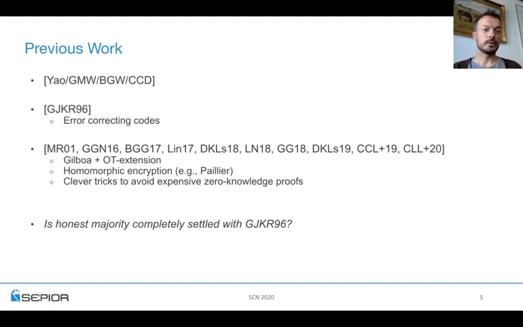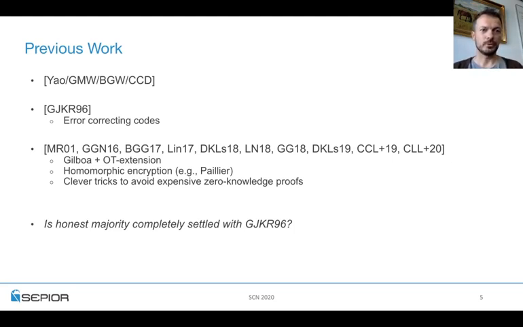Okay, so let's look at the previous work. Of course, we have the generic results from the 80s that say that anything can be computed in MPC. So of course we can compute ECDSA signatures, but it has been generally believed up till now that this was not very efficient. Then in '96, Gennaro and others came up with a solution for honest majority based on error correcting codes. I use short references here. I promise I'll include all the full references in the last slide.